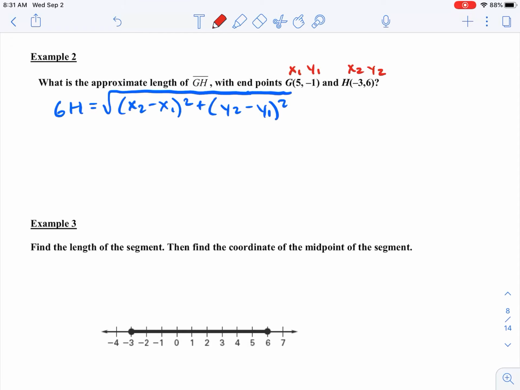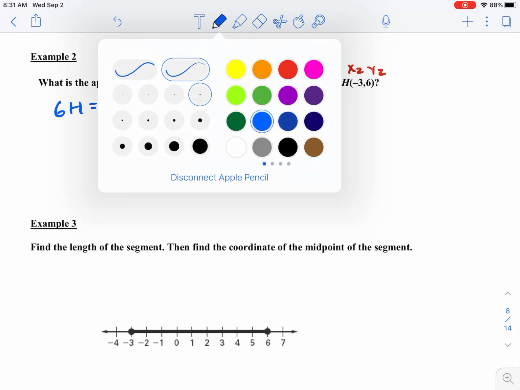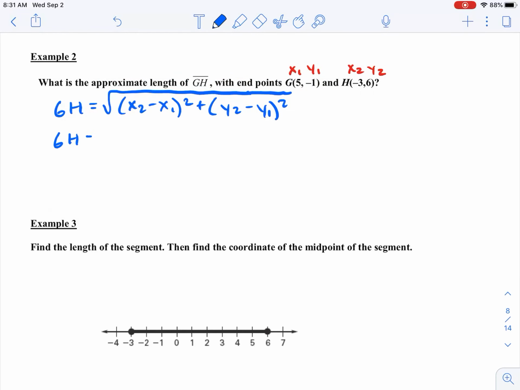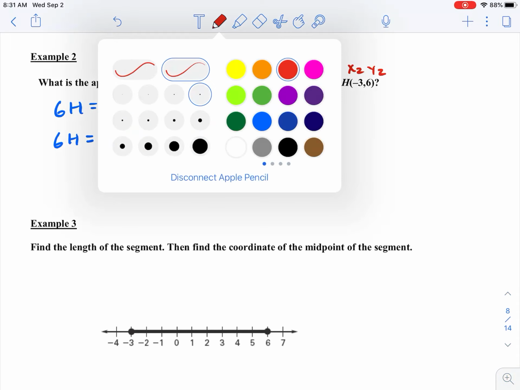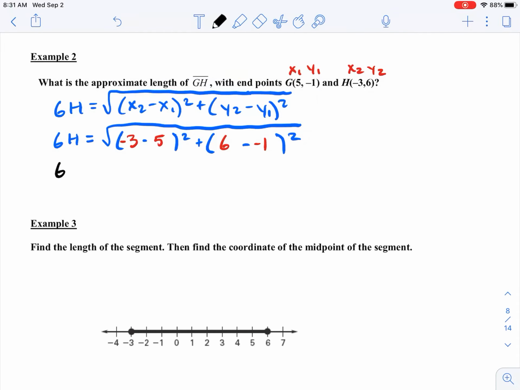This might be a good time for you to pause the video and try it yourself. Because you can pause the video, I'm going to keep going. You'll see me do this a lot when I have to substitute values in. I like to put in everything I know that will not change, and then substitute in those values. So x2 is -3, minus x1, which is 5. y2 is 6 minus y1, which is -1. And we are off to the races.